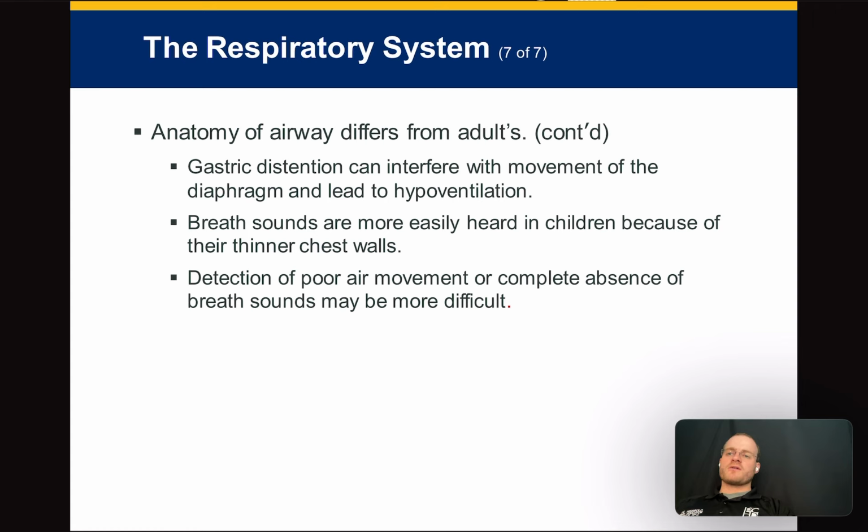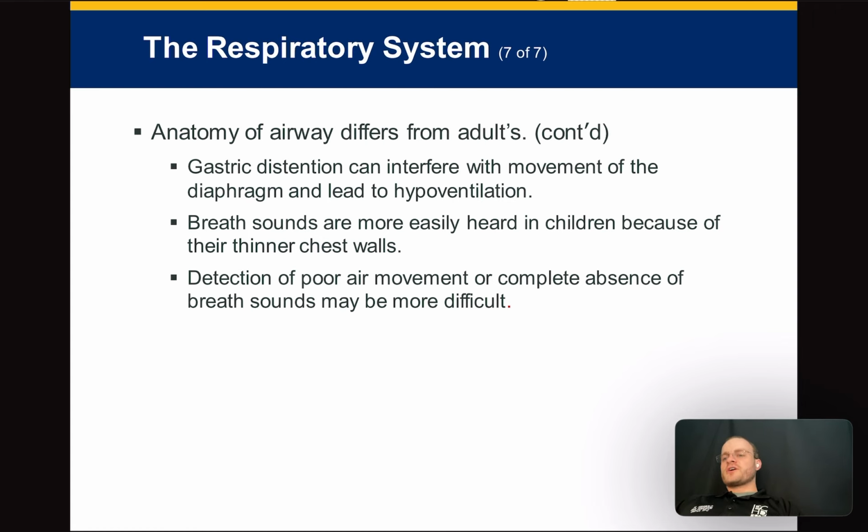And so, anatomy of the airway. Gastric distension can interfere with movement of the diaphragm and lead to hypoventilation. So if you bag a child too aggressively and pump air into their stomach, the stomach can become distended and rob the place where the lungs would be used to inhale and exhale. And when you rob that volume, the kid will perhaps have hypoventilation.